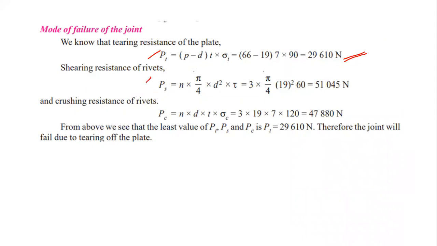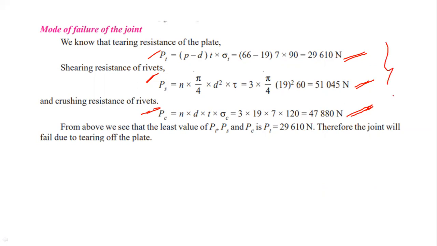For a single shear, in our question, for triple riveted lap joints, for lap joints, you have to consider single shear and N equal to 3 for triple riveted joint. So for single shear, you have to consider N into pi by 4 D square into tau. So this is the value of shearing strength. Now for crushing strength, this is the value.